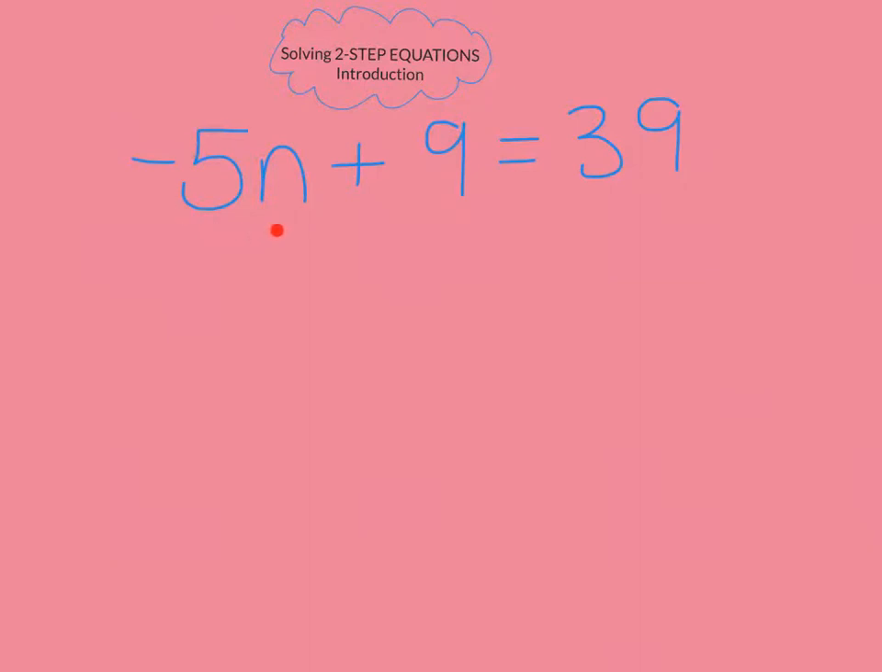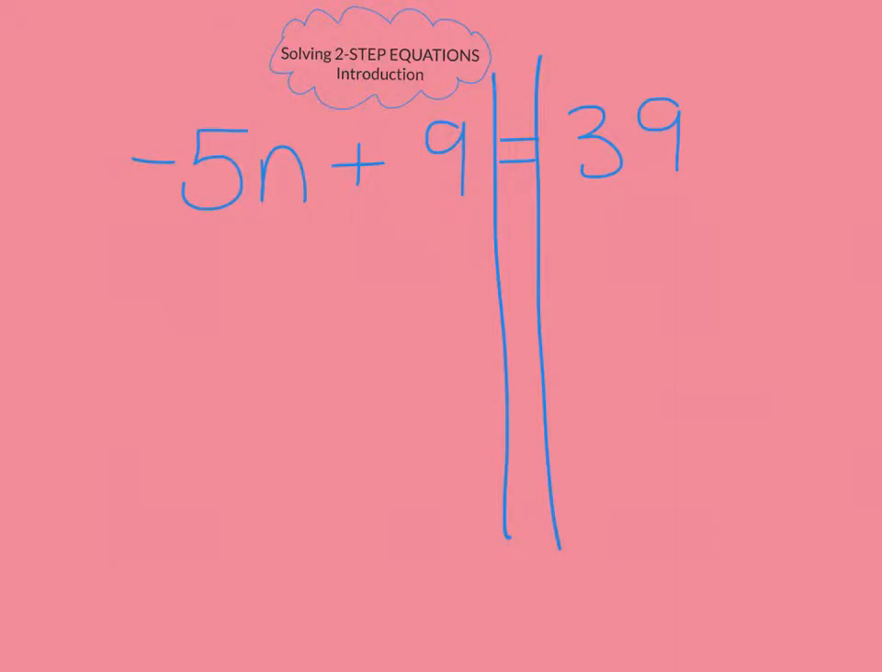it's on. So I'm going to focus on dealing with the negative 5n last, and I'm going to get rid of everything around the variable term. The first thing I'm going to do is I do railroad tracks, so whatever you do to one side, you have to do to the other to keep the equation balanced.